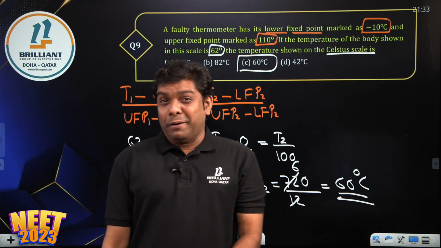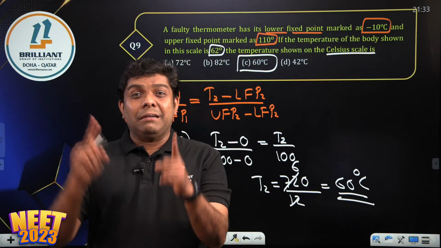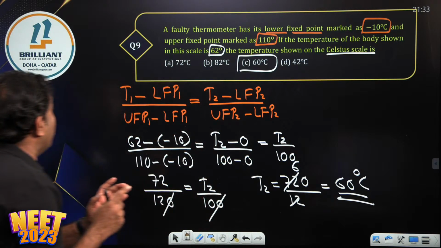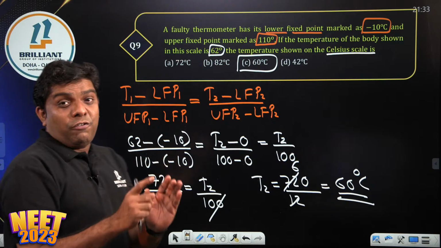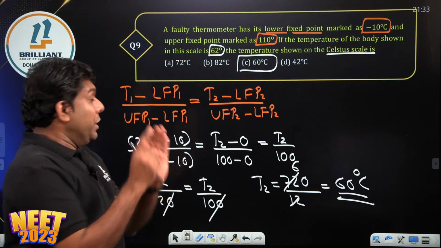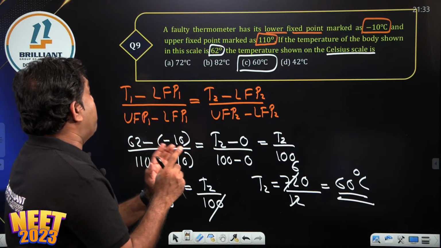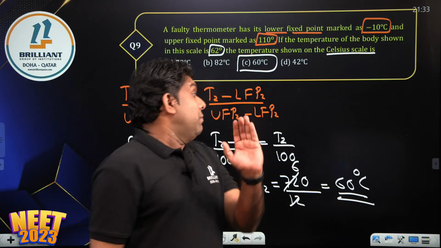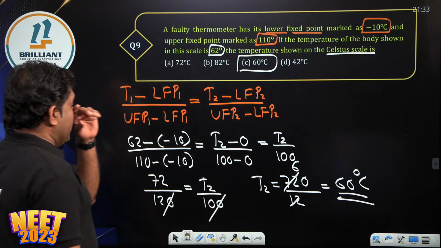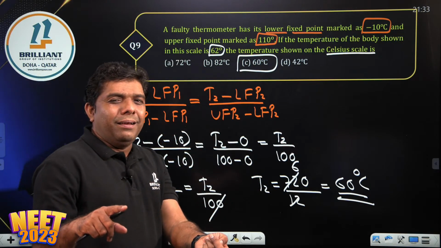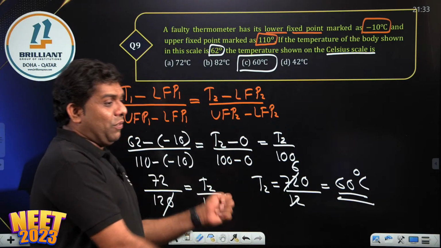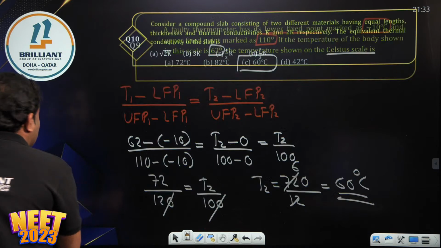So it's a very important point that when we are converting one scale to another scale, there is the conversion formula: (T1 minus L of P1) divided by (U of P1 minus L of P1) is equal to (T2 minus L of P2) divided by (U of P2 minus L of P2). Any scale you can convert into any other scale by using this formula. Now we are explaining the next question.